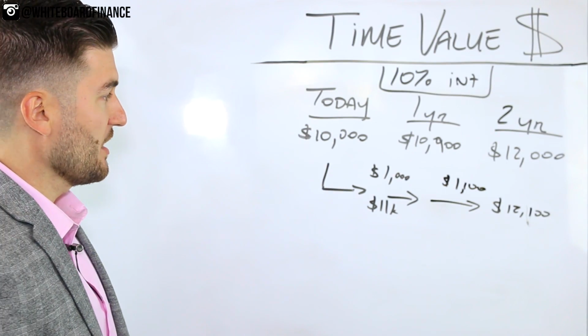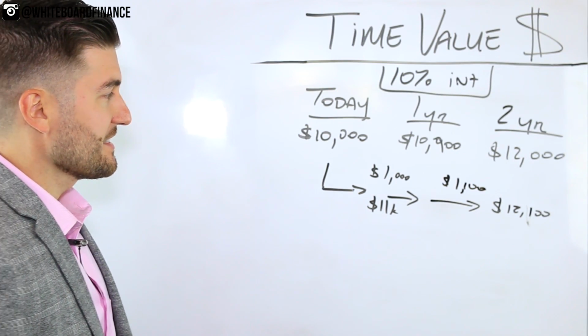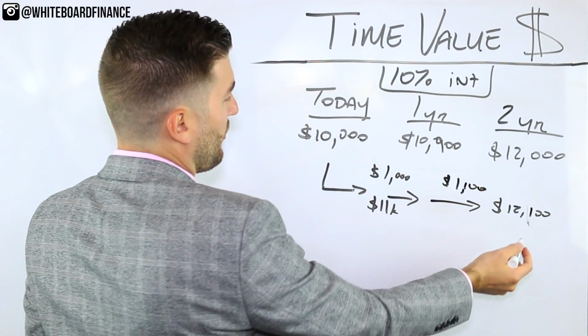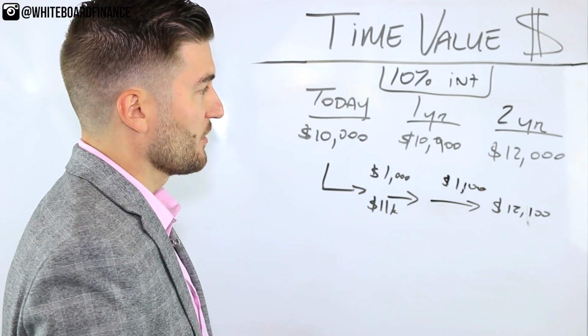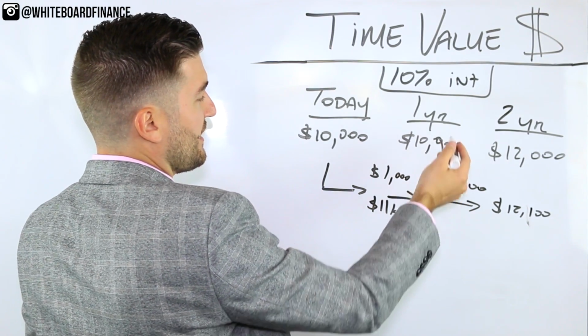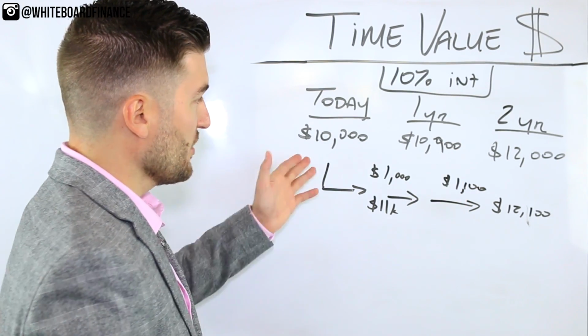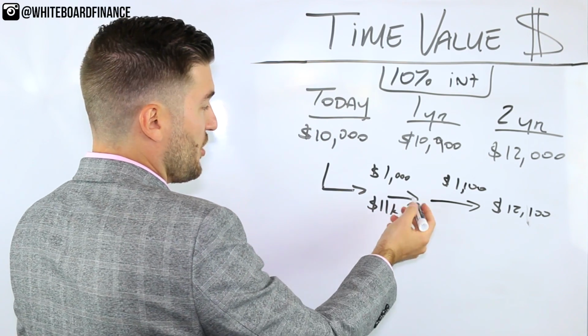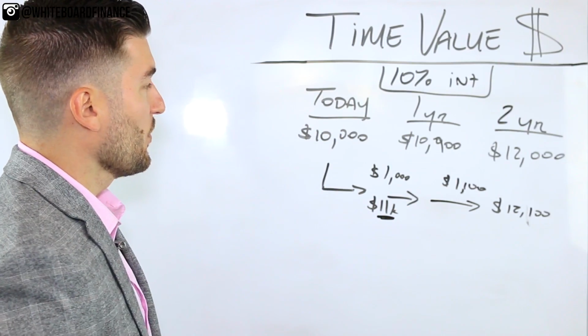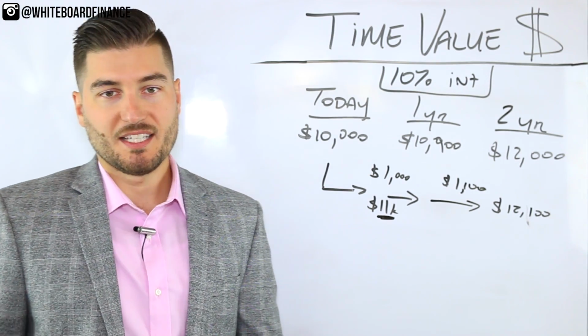So does that make sense? We know that just based on this, if he decided to wait 2 years and take the 12 grand, he would have been out $100 based on what he could have earned if he would have saved the $10,000 today. If he would have chosen to take the $10,900 1 year from today, he would have been out $100 because it's worth $11,000, okay? So that is basically the time value of money in a nutshell.